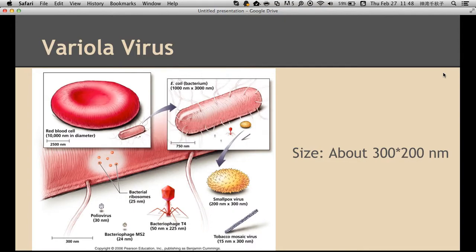Its size is about 300 times 200 nanometers, which is much smaller than a red blood cell and about 50 times smaller than bacteria.